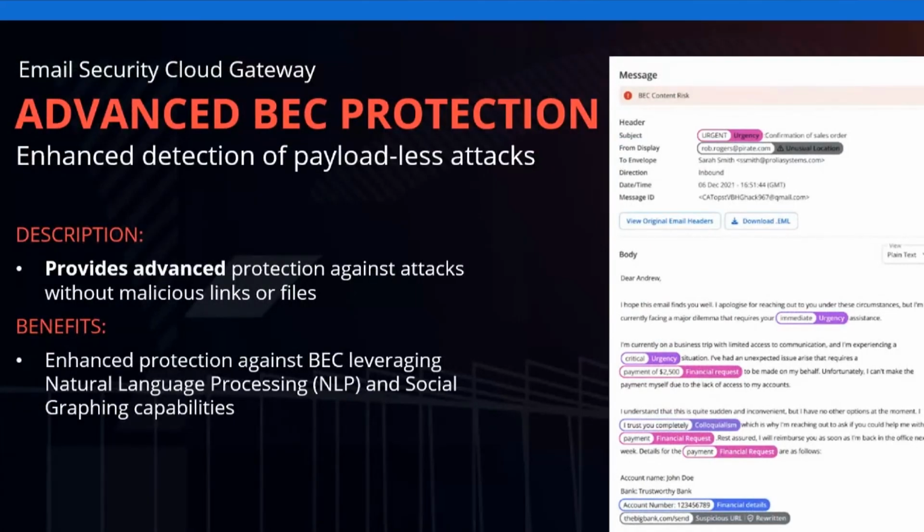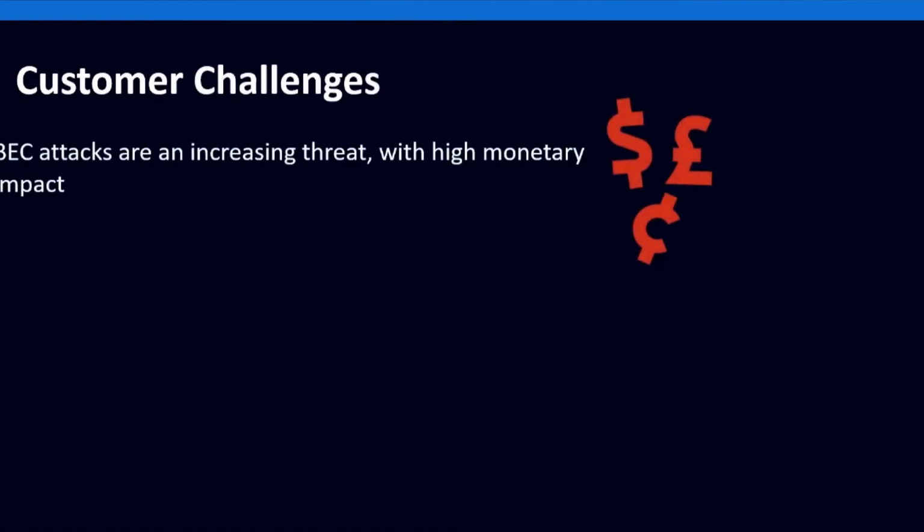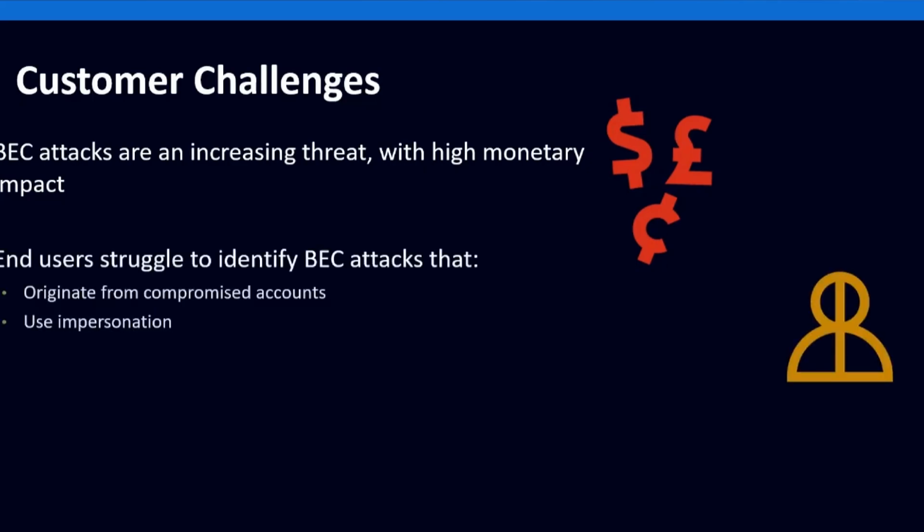So as I conclude, really the customer challenges that many of you face: these attacks are increasing in threat. There's a high monetary impact. Now, E3, E5 has elements of protection, but it's not enough. Right? The cost consolidation, I talked to organizations, it can be there, but in the long run, when one of these breaches hit, it offsets the cost of the necessary security. That Band-Aid, that crack in the foundation splits apart. The end users struggle to identify these attacks. They originate from compromised accounts or they use impersonation. They don't know what to look for.